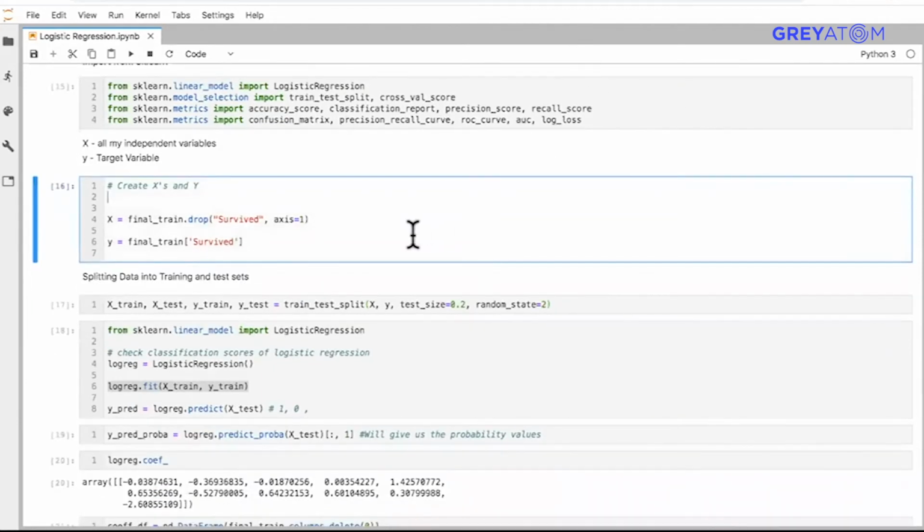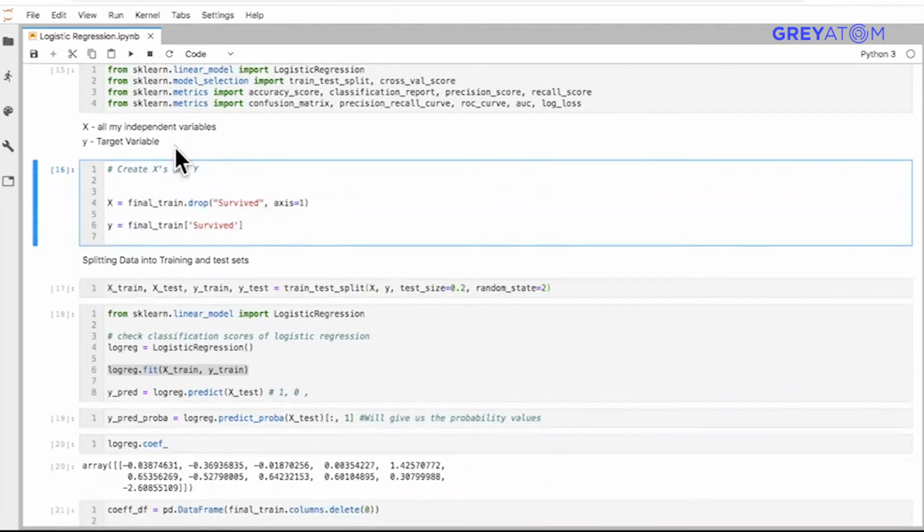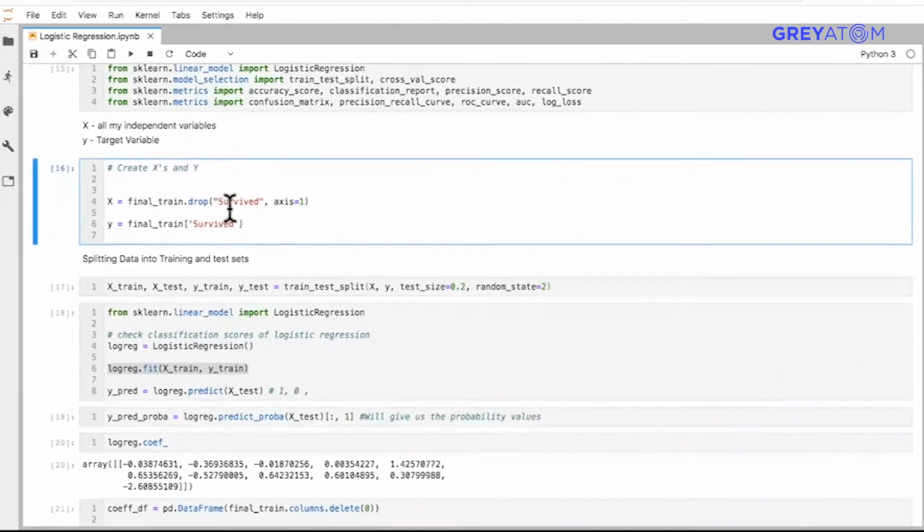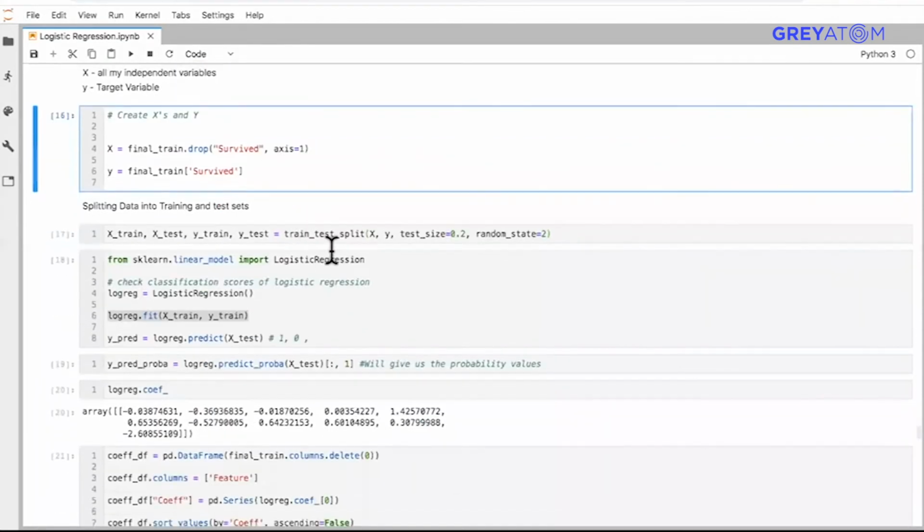Next, when we are modeling in Python, our X and y should look like this. My X should have all the independent variables, so I'm dropping the survived variable here and putting all the other variables in X. And my y is just my label, survived, for the whole data. That's it.